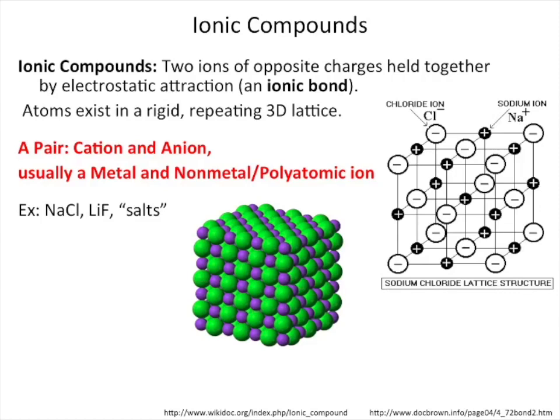The cation is usually a metal, and the anion is usually a nonmetal, or a group of nonmetals that together function as an ion. Those are called polyatomic ions, and we discussed those in chapter 10. Some examples are sodium chloride and lithium fluoride, and we generally call any ionic compound a salt. Your cation can be a giant protein molecule and your anion a tiny little chloride, and we call that a salt.